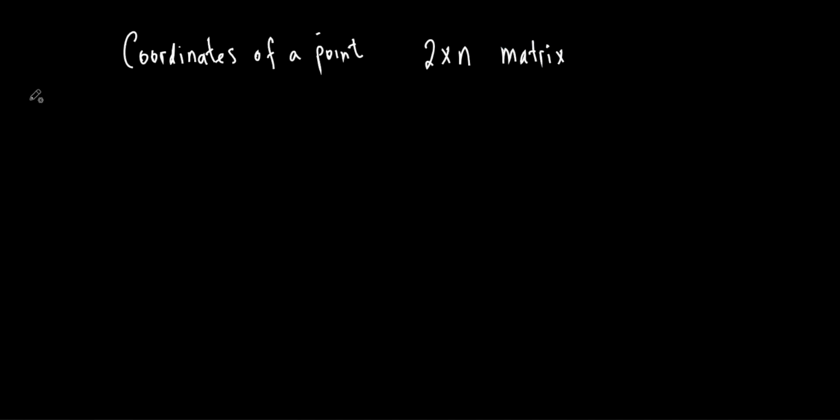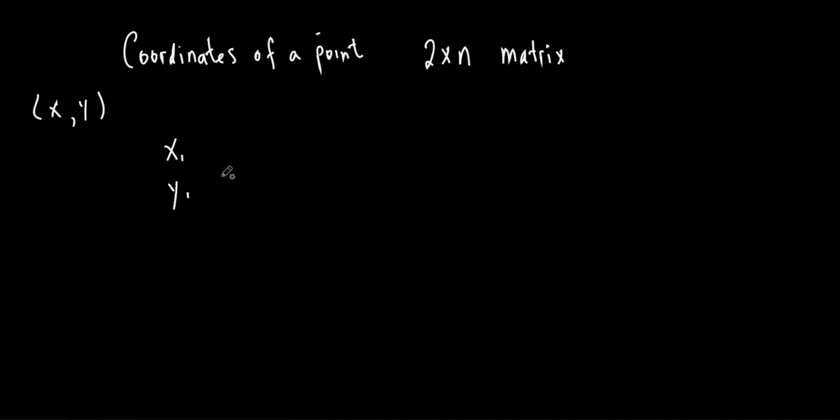Where does the 2 come from? Again, if we're doing a coordinate of a point, what's the 2? That's your x and your y. The n depends on how many points you have, okay? So you'd have 2 rows, and depending on how many points you have, n number of columns. If you had 5 points, it'd be a 2 by 5 matrix. If you had 3 points, it'd be a 2 by 3 matrix, okay? But you always start off with the 2 because your ordered pair is your 2. So your x and y are going to go right here, all right?